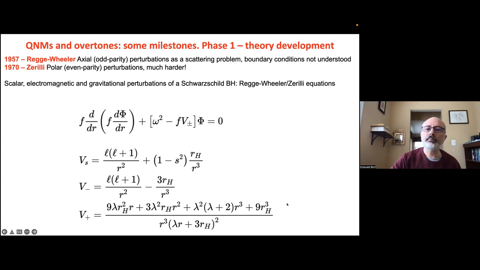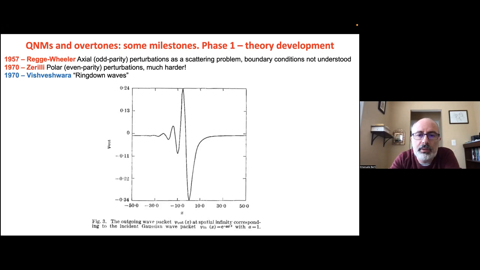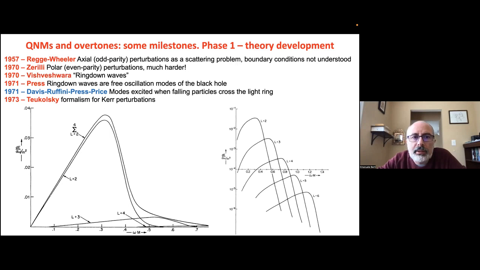Then, around the time when Zerilli found this wave equation for polar perturbations, Vishveshwara famously carried out his ringdown scattering experiment, where he observed that if you scatter a Gaussian wave packet off a black hole, what you find is a train of gravitational waves at infinity that looks like a damped exponential. And later on, these damped exponentials were understood to be the free oscillation modes of the black hole.